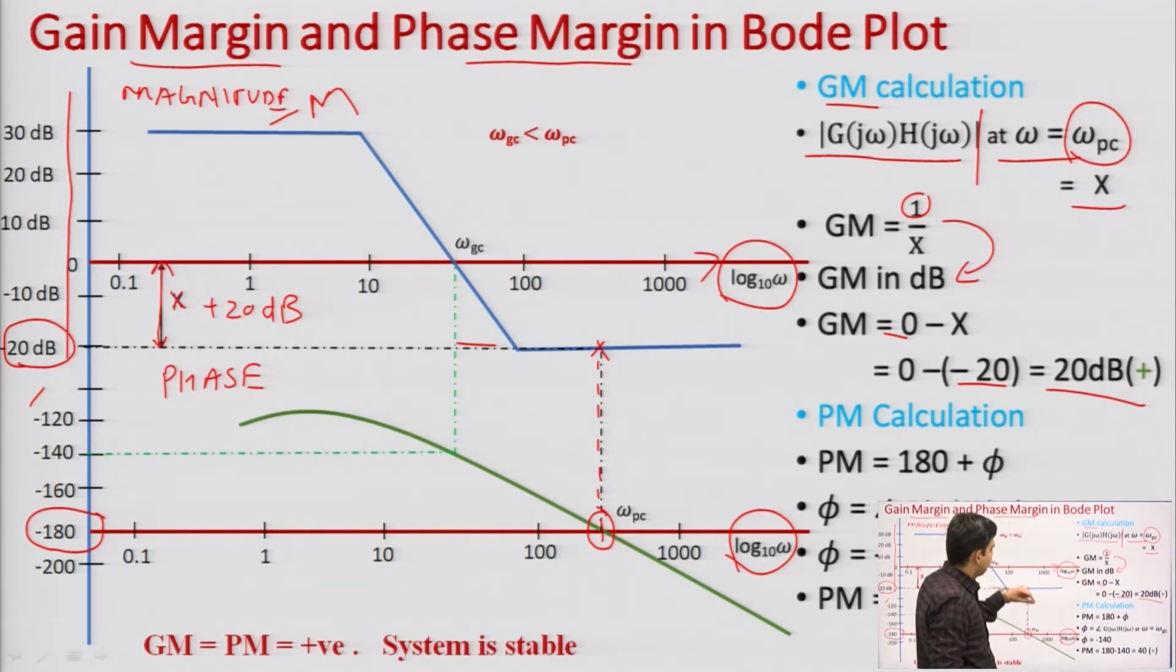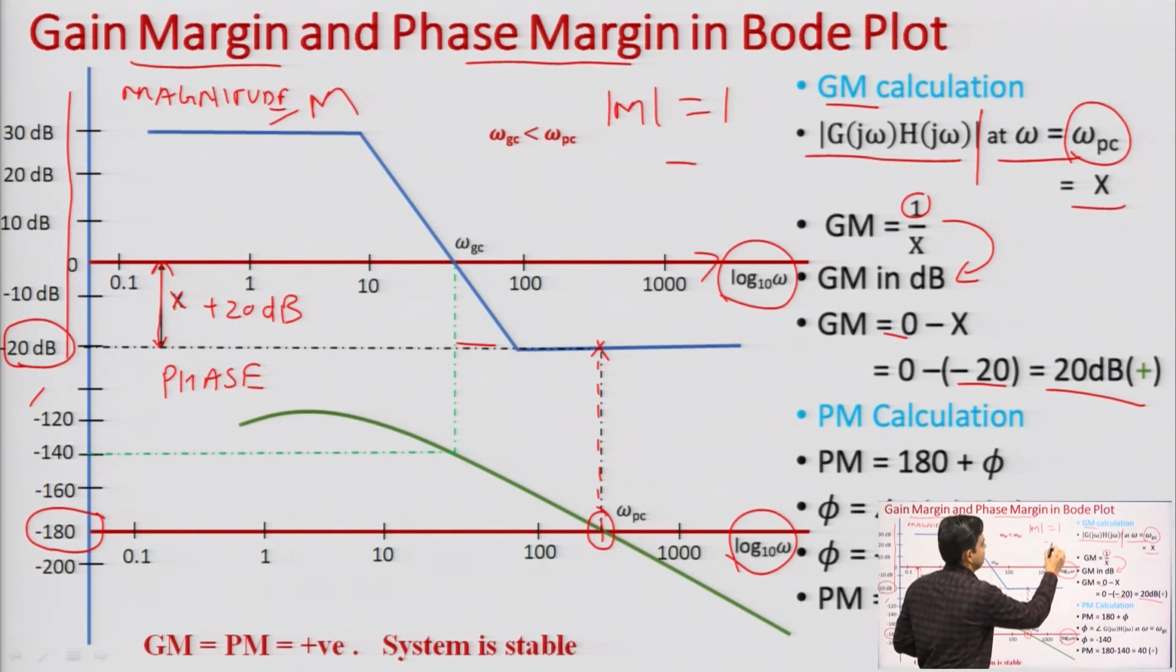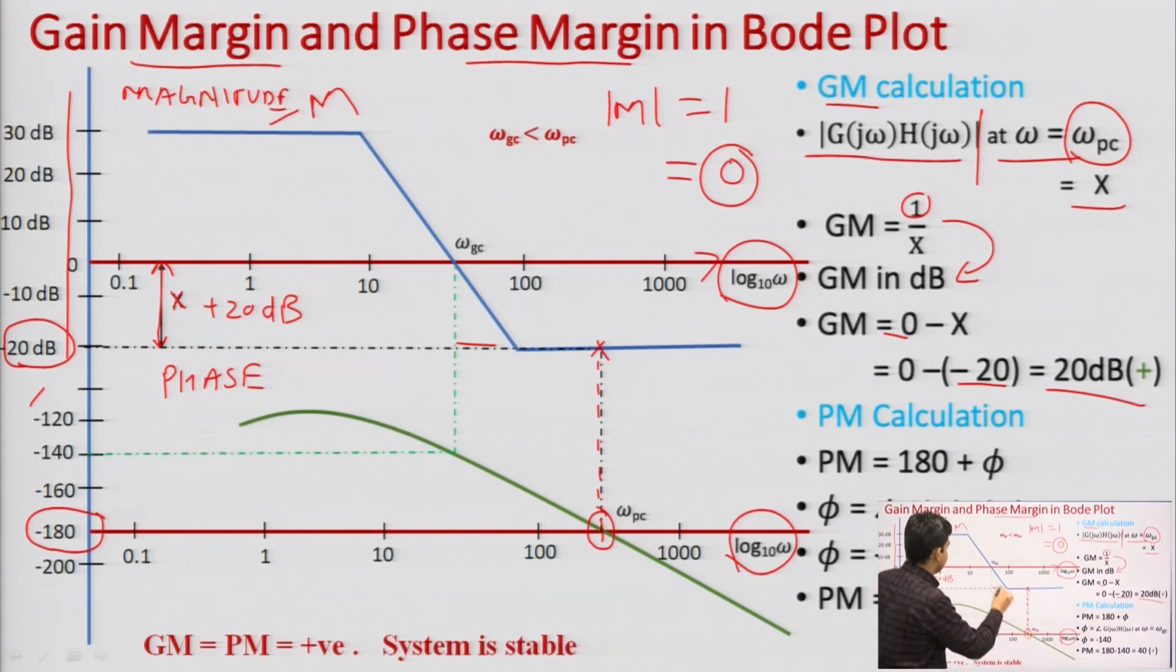In the same way, if I want to calculate the phase margin, I will focus on omega gc, that is the gain crossover frequency. We had seen that it is where our mod is equal to 1. It means our magnitude will be equal to 1 at omega gc. Here we are observing all values in dB, so log of 1 is 0. I need to check where my magnitude is cutting the 0 line; at that point my frequency would be omega gc.